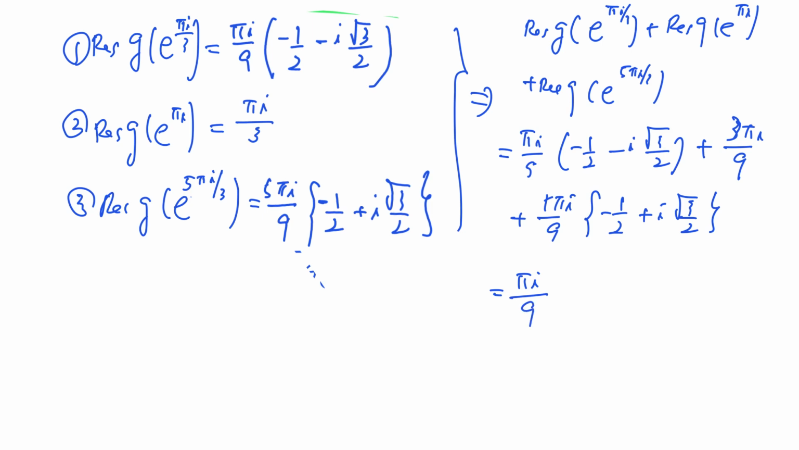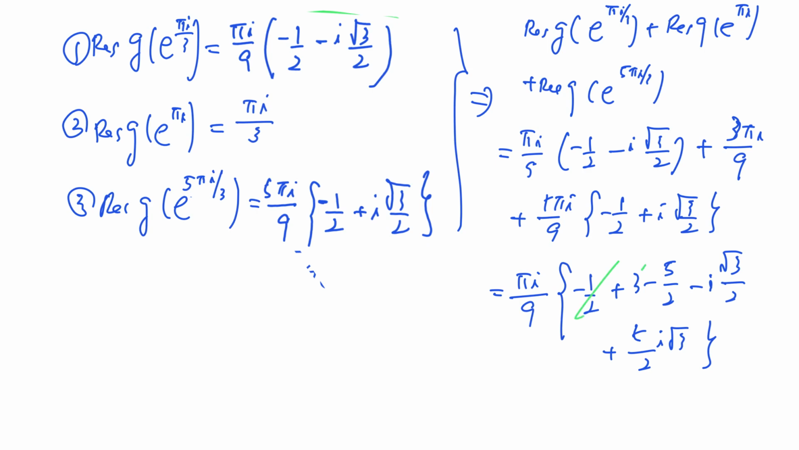Combine over 9, minus 1/2 plus 3, minus 2 over 5, right? Minus I 2 over root 2 3 plus 2 over 5 I root 2 3, right? Oh. This cancels each other, right?